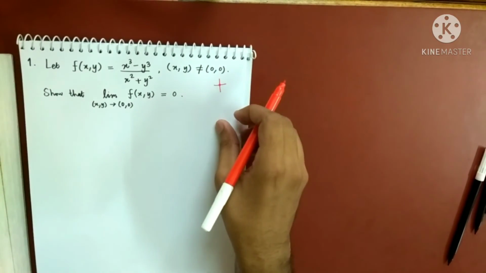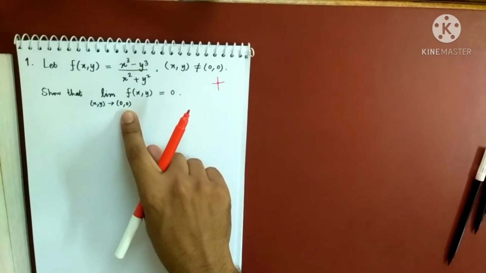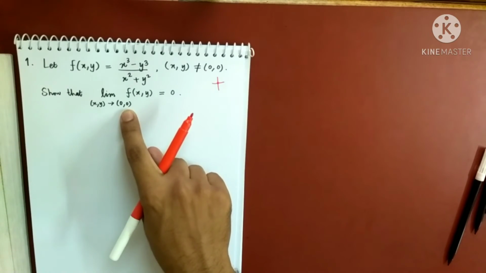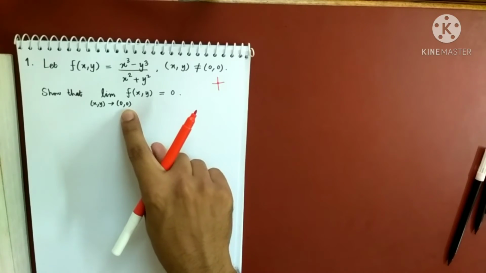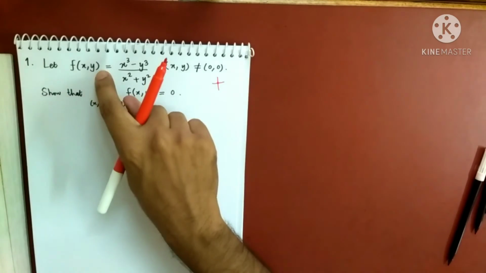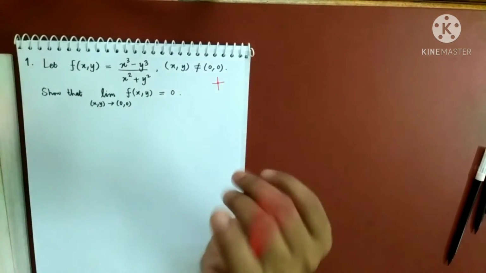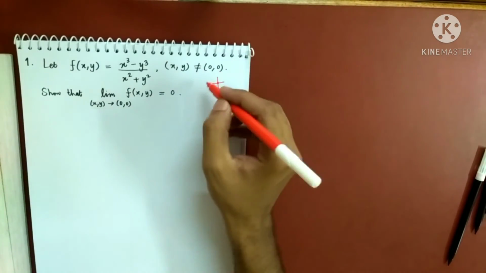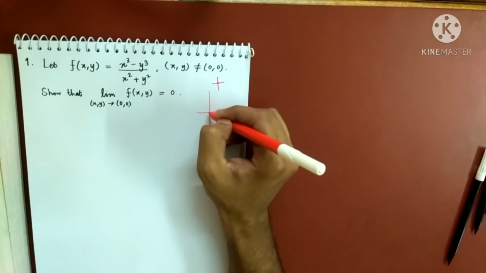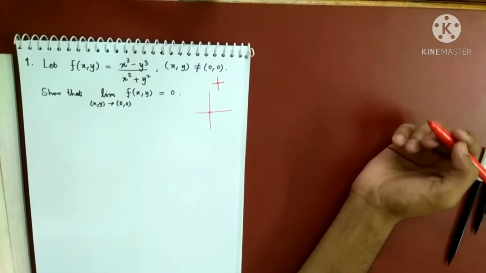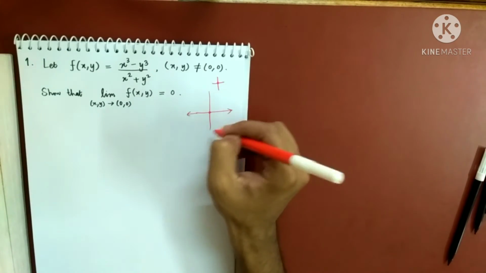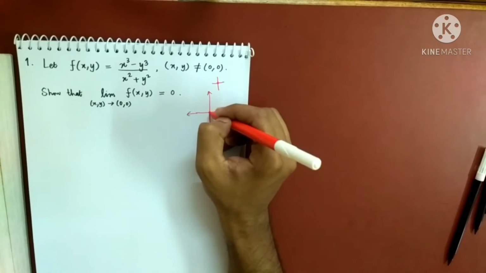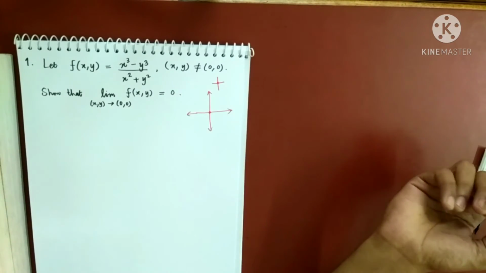Now first of all, I have to find the limit at the point 0 comma 0. So 0 comma 0 must be a limit point of the domain. The domain is whole of R2 except 0, 0, right? The domain is whole of R2 except this one. Definitely this is a limit point in that case.